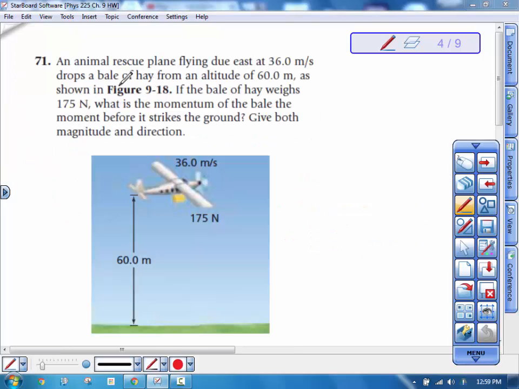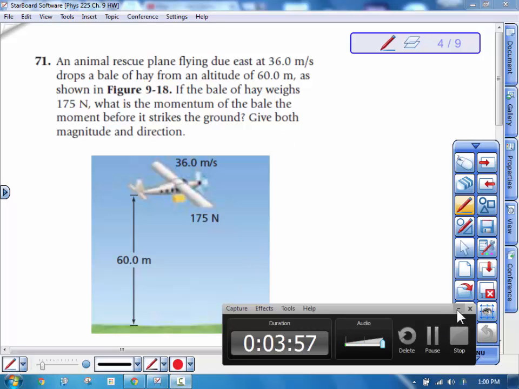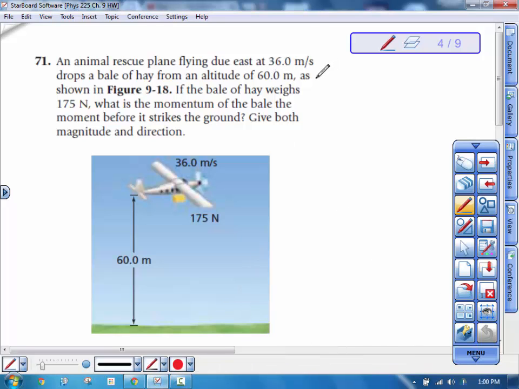Next question says an animal rescue plane is flying due east at 36 meters per second, and it drops a bale of hay from an altitude of 60 meters, as shown. If the bale of hay weighs 175 newtons, what's the momentum of the bale the moment before it strikes the ground? We want the magnitude and direction.